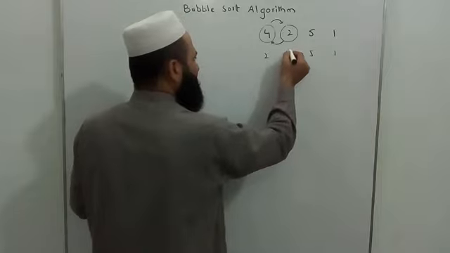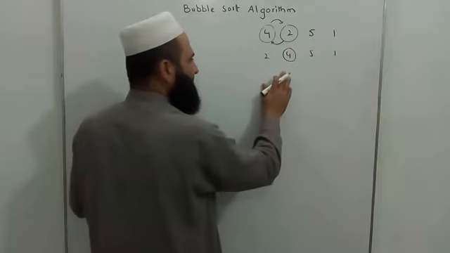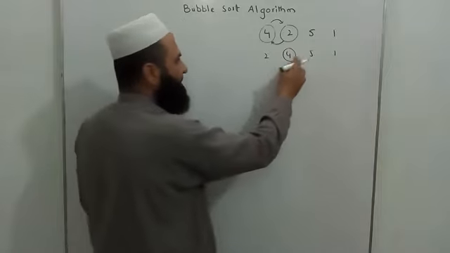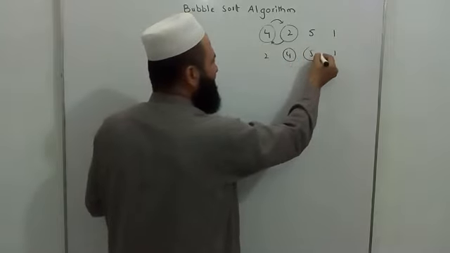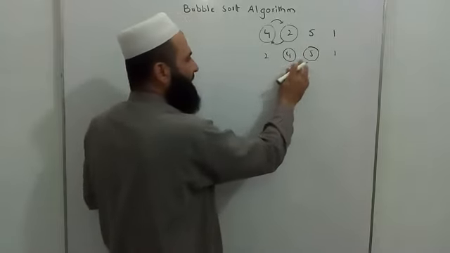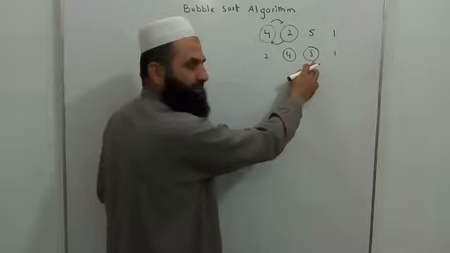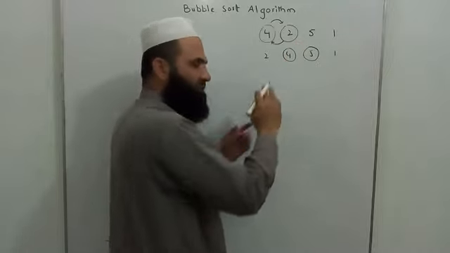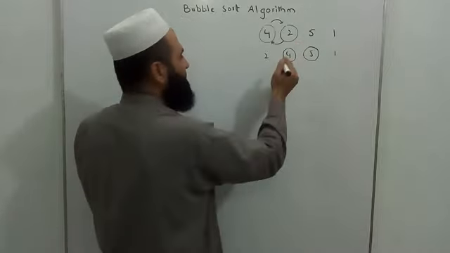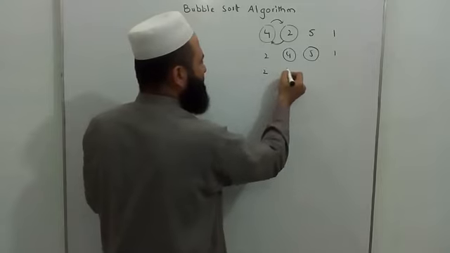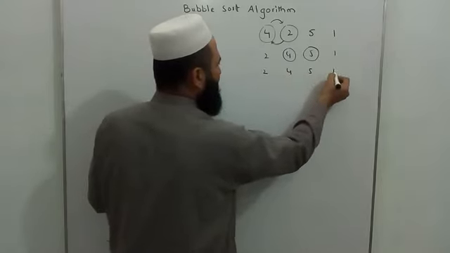And then we will choose the next number in the sequence, that is the second number, and we will compare it with the third number. 4 is not greater than 5, so we will not swap the two numbers. So the resultant sequence is 2, 4, 5 and 1.